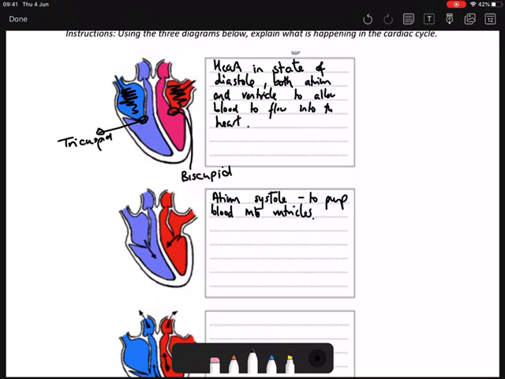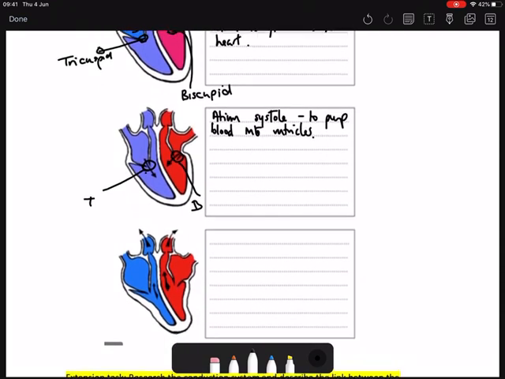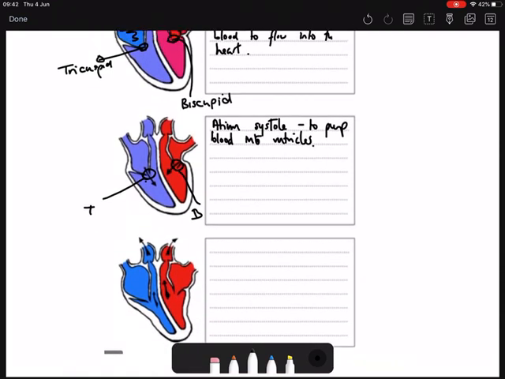So what happens is that the bicuspid and the tricuspid valves open. You get a systole, so the muscles in the atrium walls will contract and they will pump the blood into the ventricles. And once that blood has been pumped in, you will see down here that the valves shut again. As soon as that blood is moved, the doors will shut again. And the valves are really important to stop backflow. You do not want blood travelling in the wrong direction around your heart.